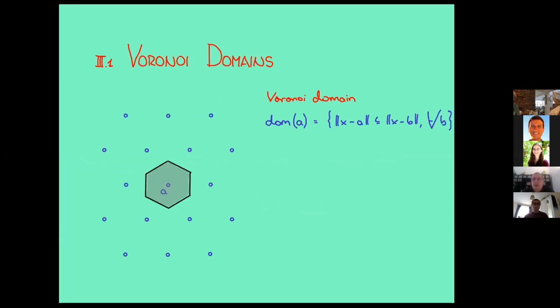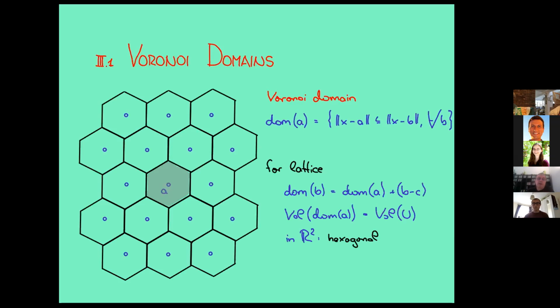I draw a lattice for simplicity, but you can replace it with a periodic set. But I start with a lattice. So the Voronoi domain of a point in a lattice is the set of points where this point A is the closest. So in the plane, it's typically a hexagon, like so. And then I can copy this hexagon everywhere, so the Voronoi domains tile the entire plane in this case.